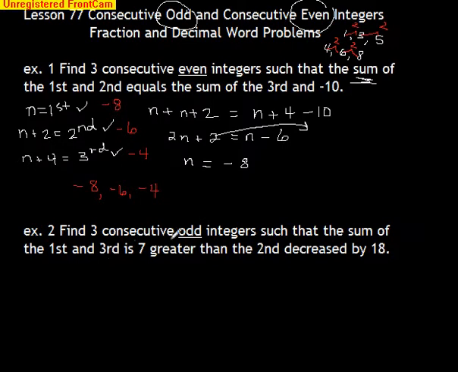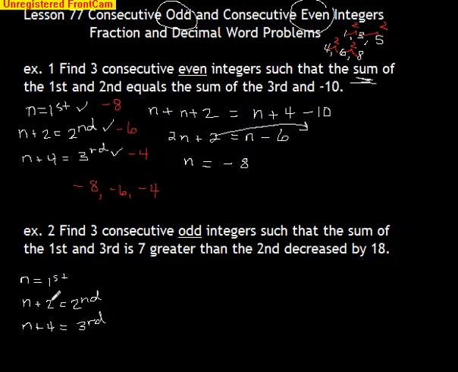So we want 3 consecutive odd integers. The first thing you do is your heading. You must have your heading. So n equals the first odd integer. We're going from, say, 1 to 3. Even if it's odd or even, you're going to add 2. N plus 2 is the second odd integer. Then n plus 4 equals the third odd integer.